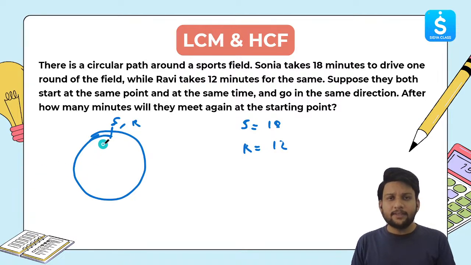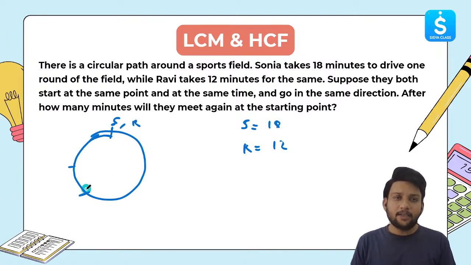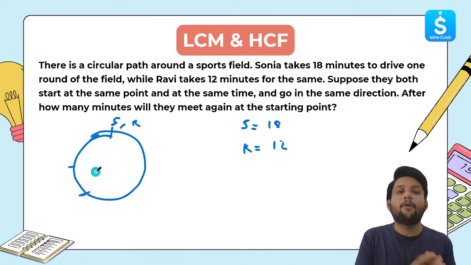Now, simply saying, if Sonia is taking 18 minutes and Ravi is taking 12 minutes, obviously Ravi is faster, right? So Ravi will be somewhere around here, then Sonia will be somewhere around here, right? So will they meet again? Of course they will meet. Why? Because Ravi's speed is faster. So at some point of time they will meet again. We have to find what time it is.